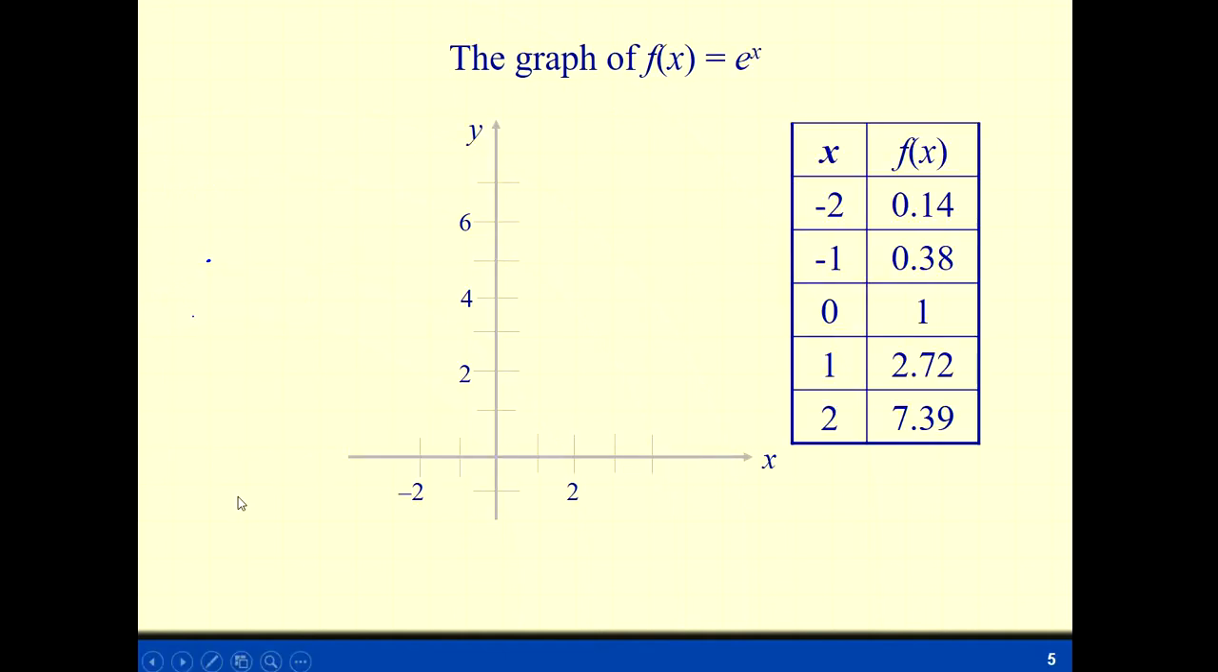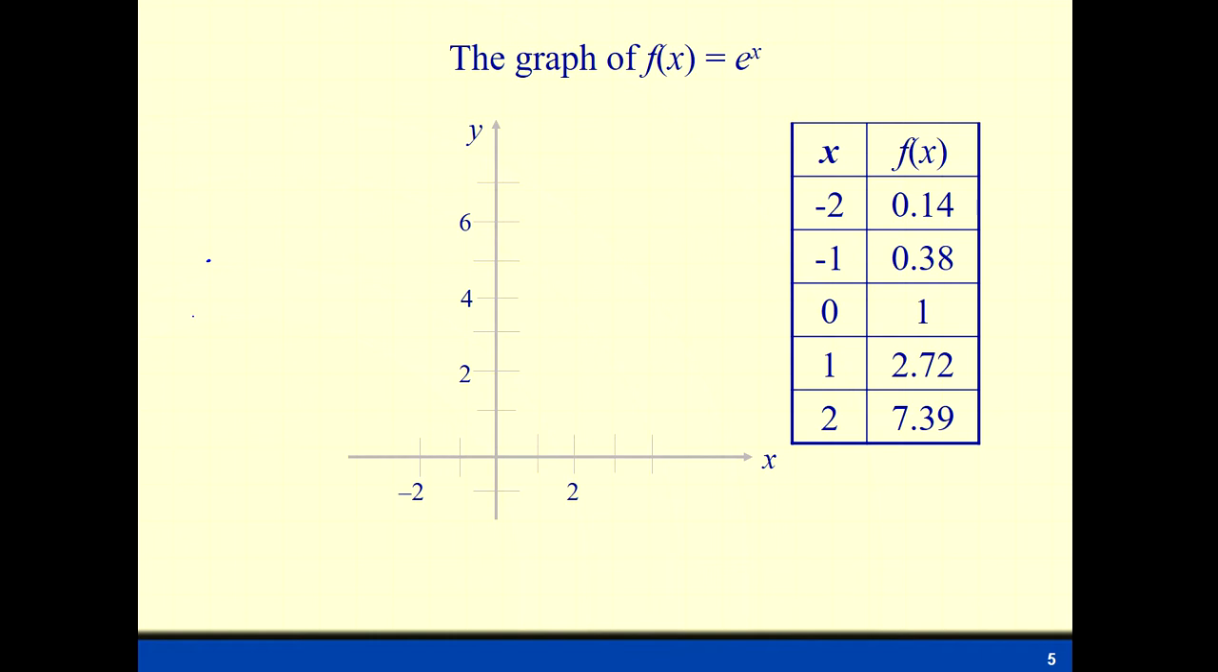Now, e is a number. It is actually what we call Euler's number, depending on who you ask. But it is literally 2.71828 something or other.